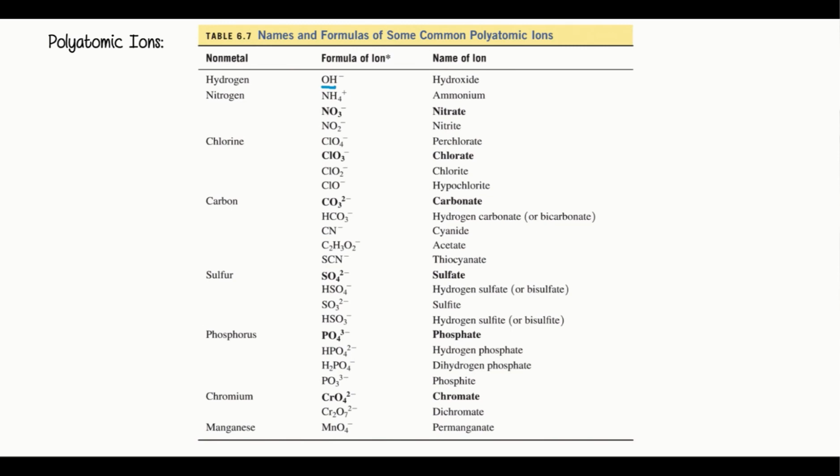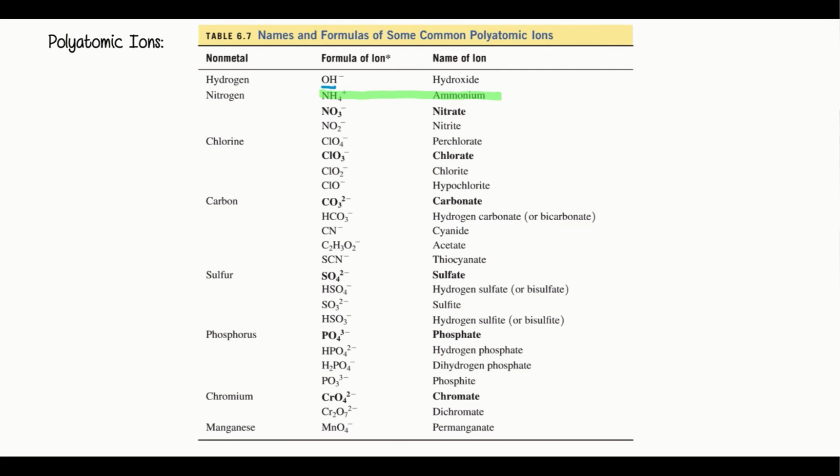Okay? You will be given this table. You are not expected to memorize your polyatomic ions. The one important thing for you to note, all of these polyatomic ions have a negative charge except for ammonium. Ammonium is the one weird polyatomic ion that has a positive charge.